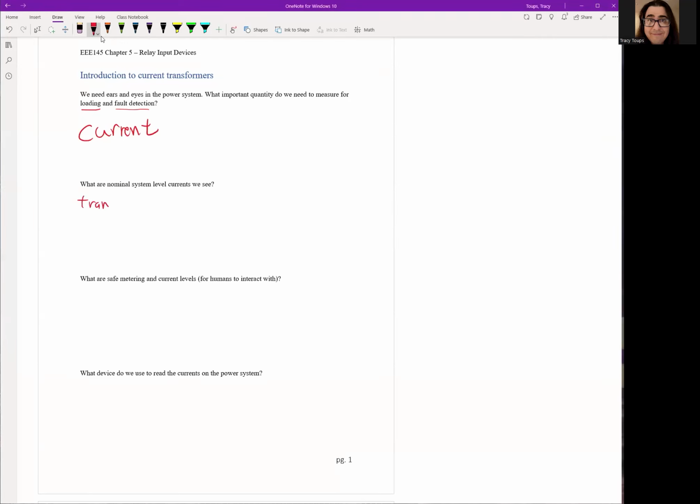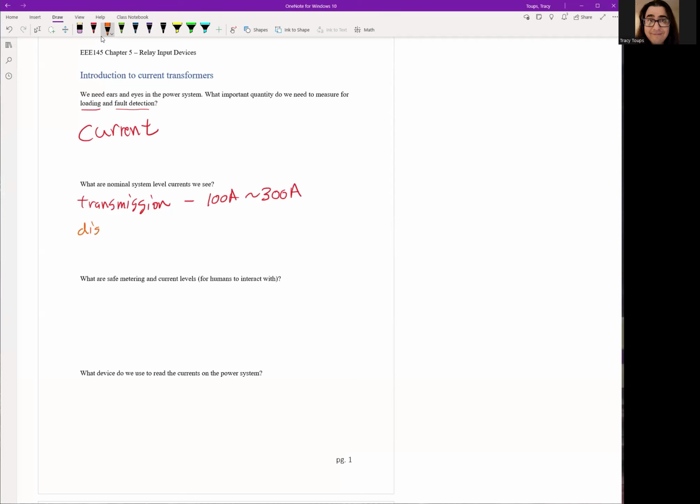On the transmission side, just to give you some ballpark ranges, you could expect somewhere around 100 amps to 300 amps. It's not going to be that big because the voltage is very high, so you need a lower amount of current to send power across long distances. And that's by design, because the lower the current, the lower the losses on the power line.